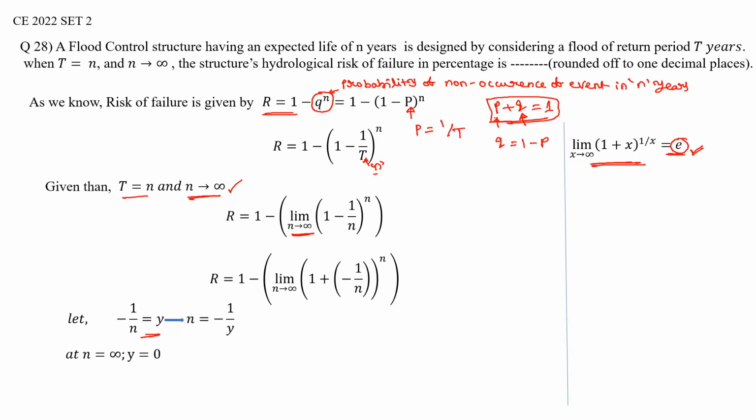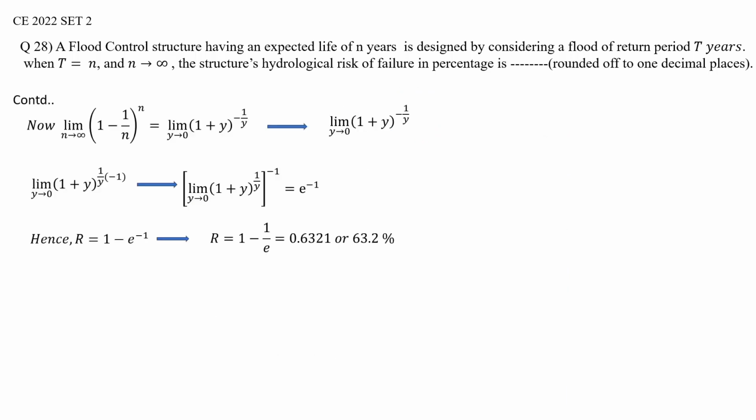So n will be, it can come down, 1 minus y. Let's say when n equal to infinity, what will be 1 by infinity? It is 0. So at n equal to infinity, y equal to 0. These are a few basic mathematics from BTech first year, so I hope you're comfortable with that. Now we'll just use the same analogy here. Limit n tends to infinity, 1 minus 1 by n whole power n.